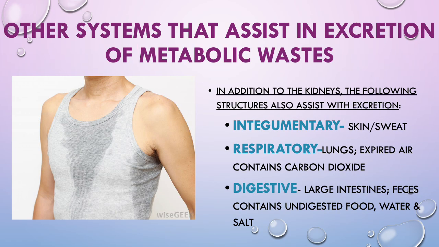So in addition to the kidneys, we have other structures and body systems that help us regulate those metabolic wastes. We are very familiar with sweat. We are very familiar with the carbon dioxide being expired through our gas exchange, but also there's water vapor going on through our respiration. And also in the digestive system, the large intestine contains some digestive food, water, and salts, okay?